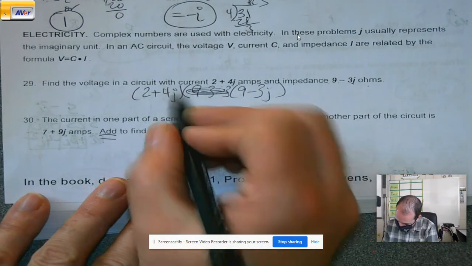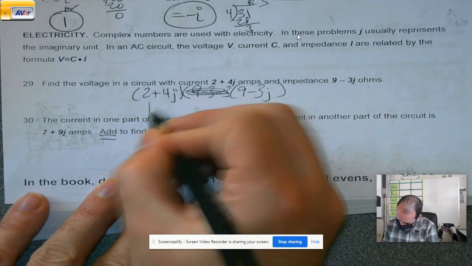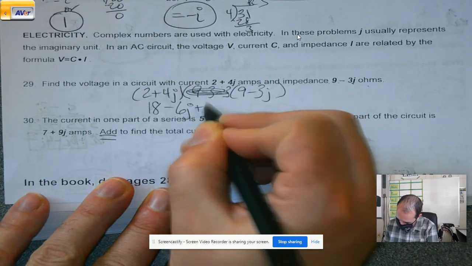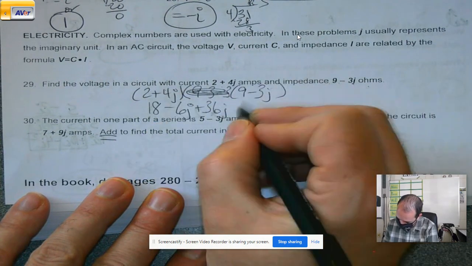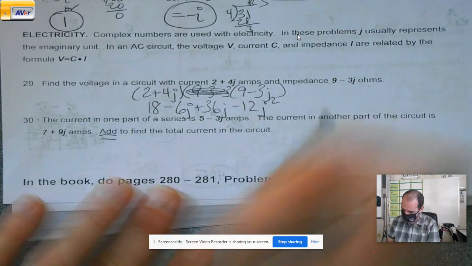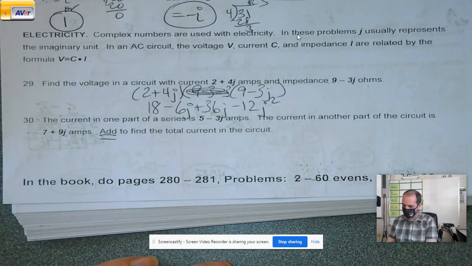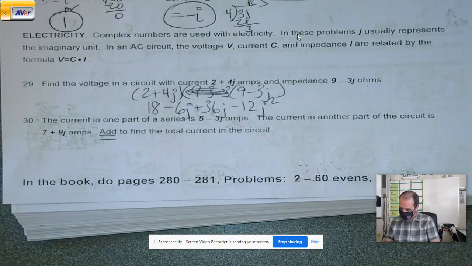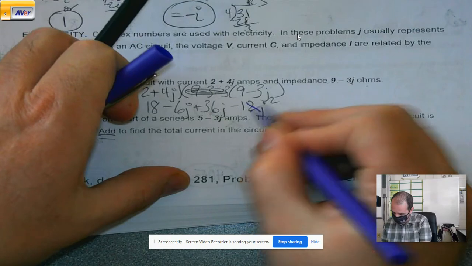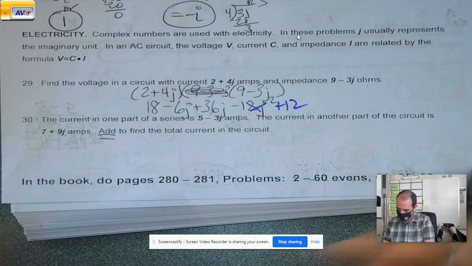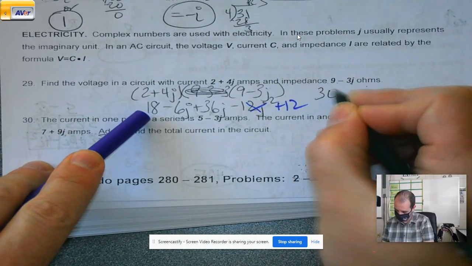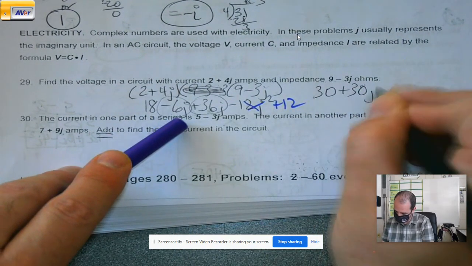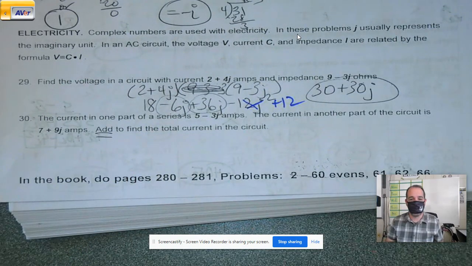So let's see here. We got first, outer, inner, last. You're like, wait, is j, oh, j represents the imaginary unit. That's like my i. So negative 12 times negative 1 would make this positive 12. 18 plus 12 is 30. Negative 6 plus 36 is plus 30j. And that, ladies and gentlemen, would be our voltage.